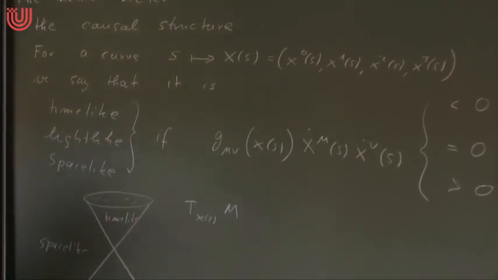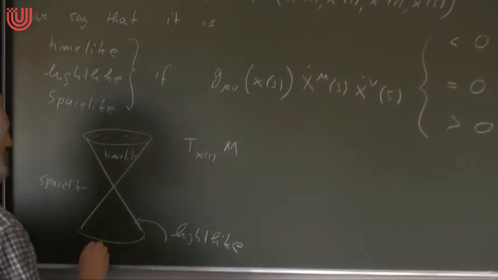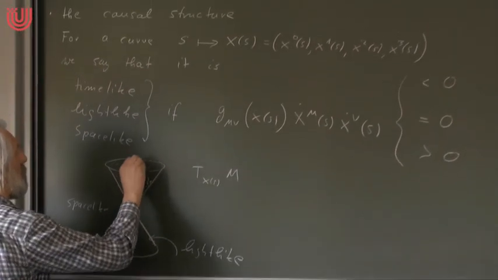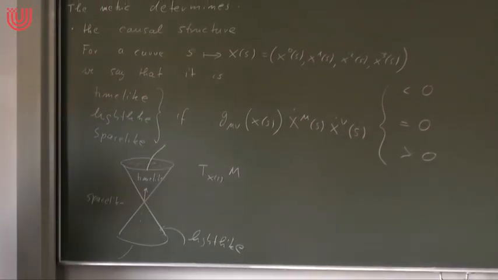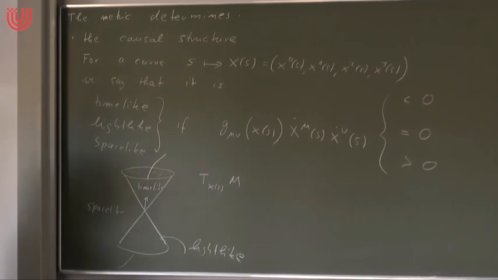Yeah. So if I have a curve which is time-like, this would mean the tangent vector is inside this light cone. That would be a time-like curve. And for a light-like curve, we would have it on the boundary. And for a space-like curve, we have it outside the light cone.